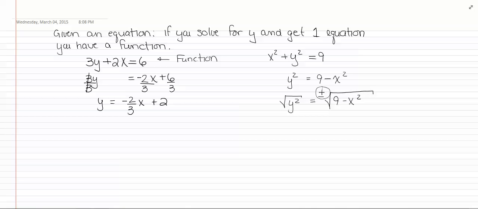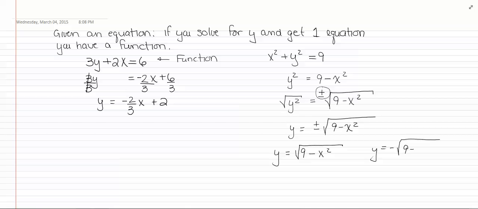And because I put in those two symbols, that means I've got two separate equations. So if I were actually going to write this up or type it into my calculator, I would have to type in the positive square root of 9 minus x squared, and the negative square root of 9 minus x squared. Because there's two separate equations, this is not a function.